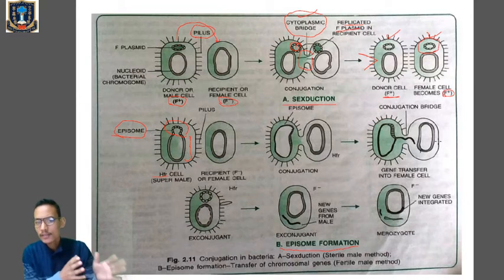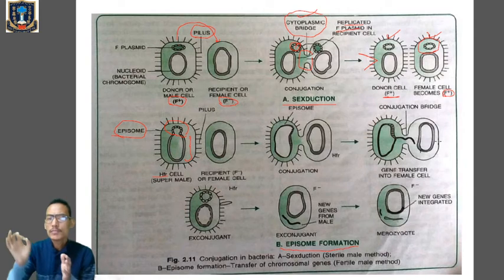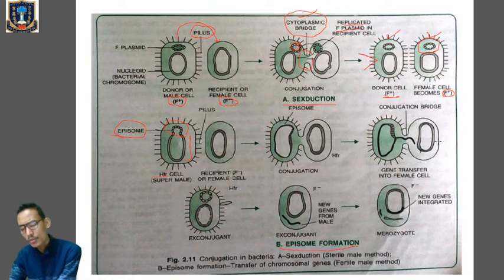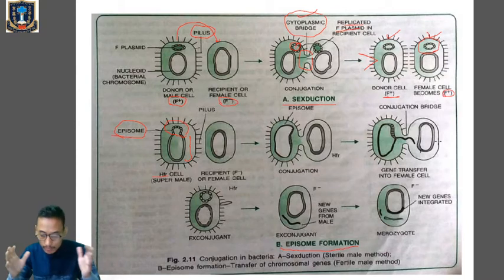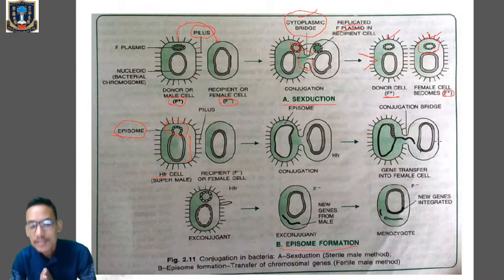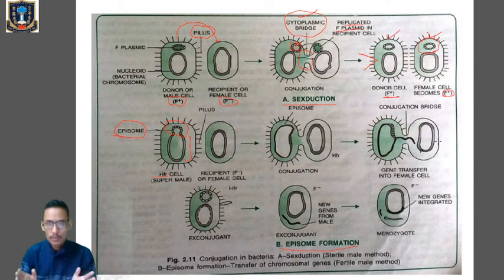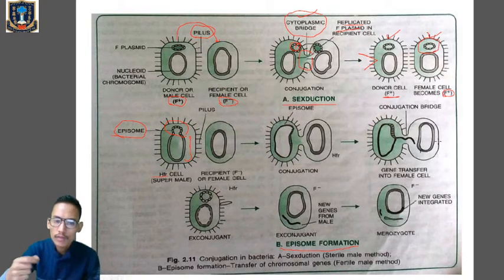That means in that case, not only the plasmid is being transferred from the donor cell to the recipient cell, but along with the plasmid, the genes are also being transferred to the recipient cell. So now those transferred genes will become part of the female cell. Clear? So these are the two processes where there will be transfer of genetic material in case of conjugation, that is sexduction and episome formation.